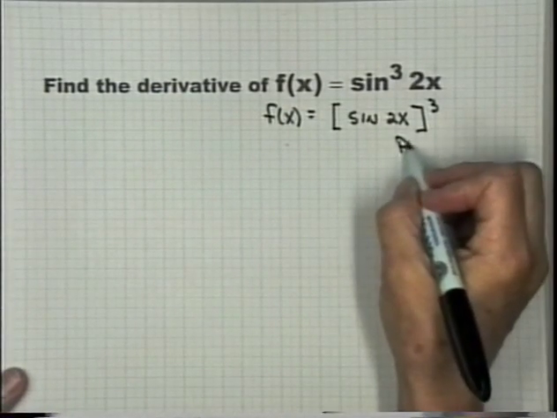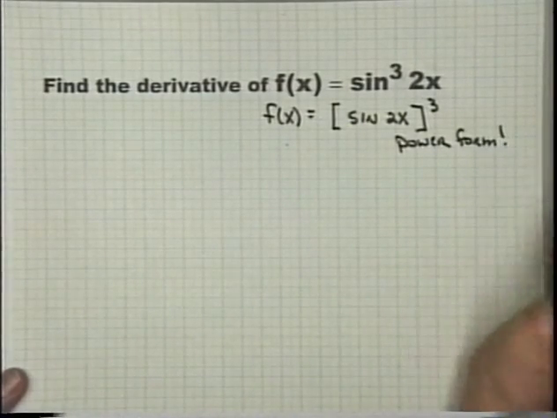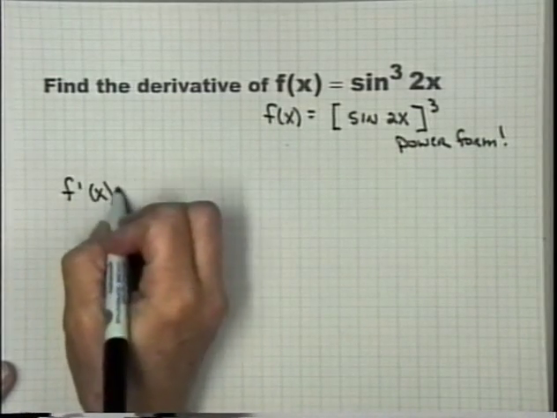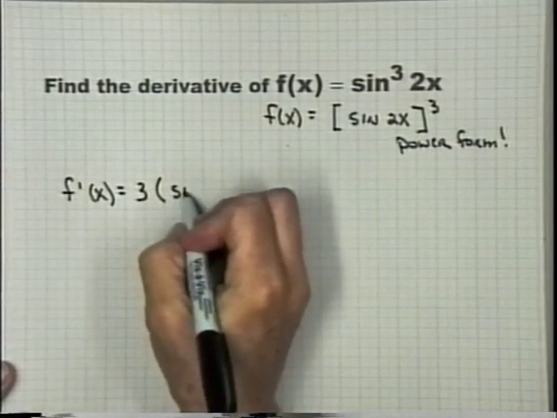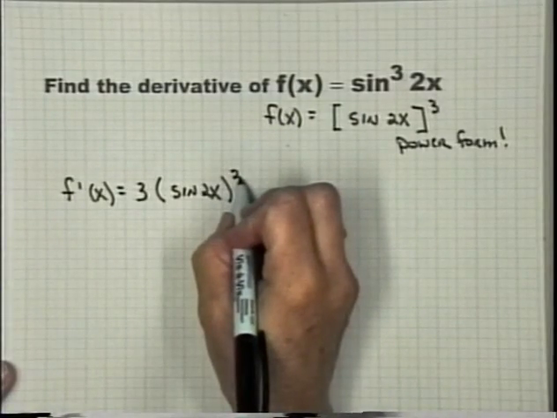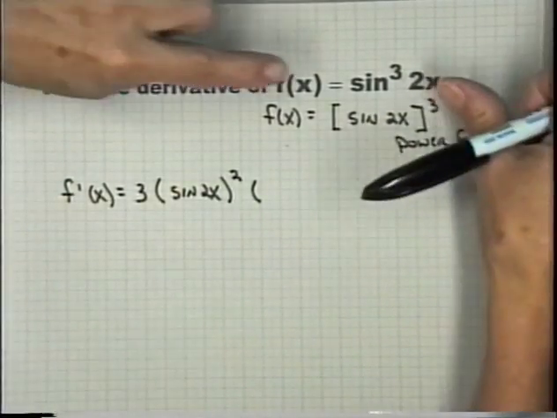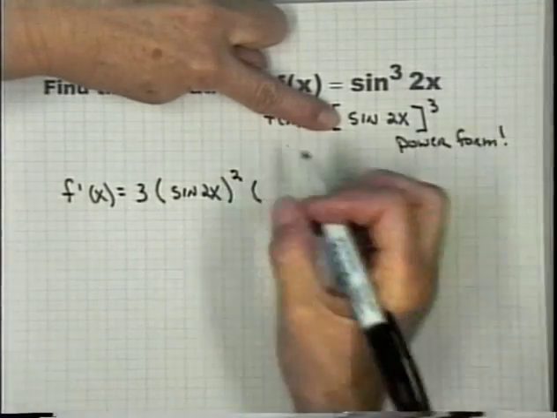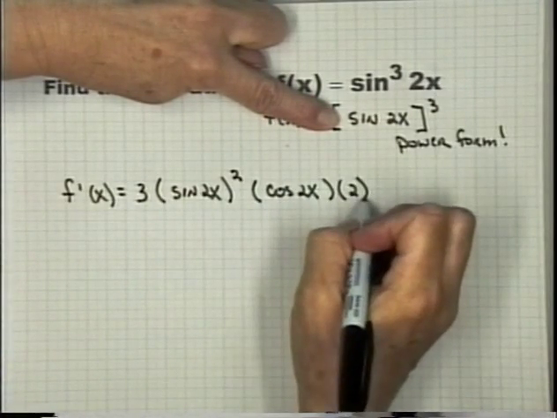So, the important thing to notice here is this is a power form. It is something to a power. So you're going to use your power rule to start your derivative. Your power rule says you bring your power down in front, then your sine 2x would be reduced to the second power. And then your chain rule says, okay, come inside and take the derivative inside. When you get inside, you see sine 2x. Well, the derivative of sine 2x is cosine 2x times 2.